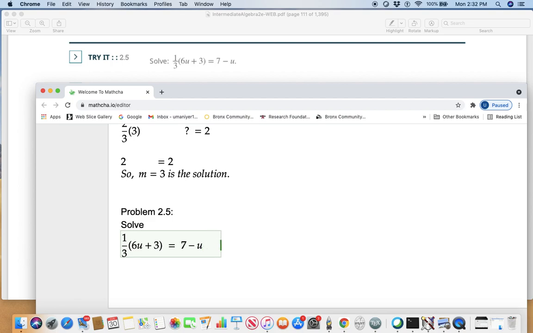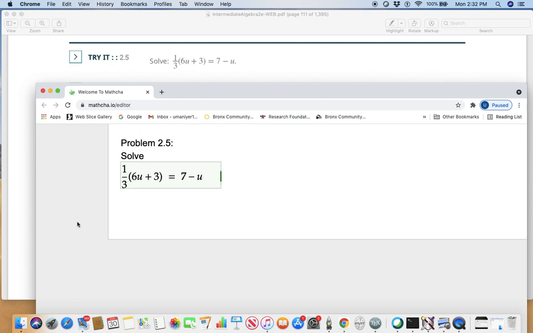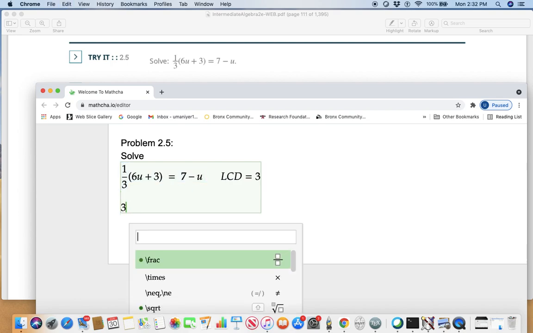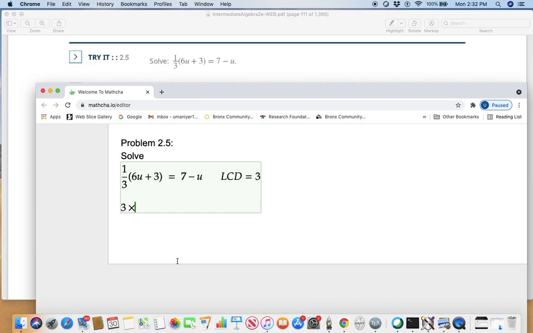So remember what we said. An easy, straightforward way to get rid of a denominator is by finding the least common denominator and multiplying both sides of the equation by it. Here you have only one denominator, so that is the least common denominator. So take your original equation and multiply both sides by 3.